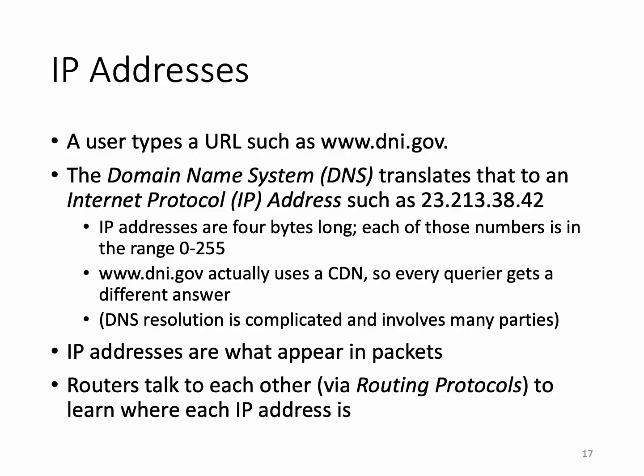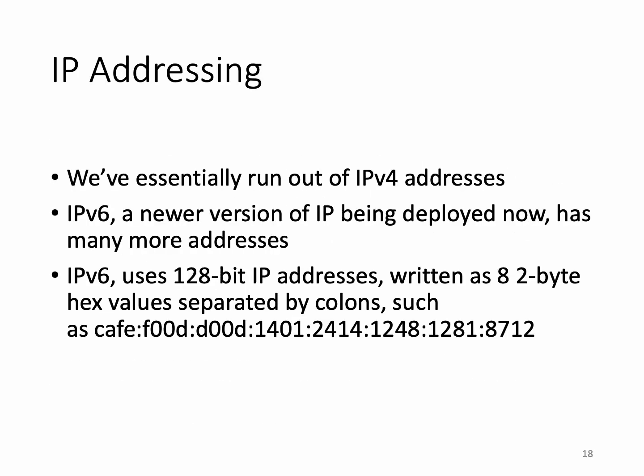It's a little bit more complicated than that because there are these content distribution networks, or CDNs, but let's not worry about that. IP addresses are what appear in packets, and then routers are going to talk to each other via routing protocols to learn where each of the next IP addresses are. The kind of IP addressing that I already told you about is what's called IPv4, with those numbers between 0 and 255 separated by periods. There's maybe like 4 billion of those, and we've run out. There are too many computers. We want to move to this new thing called IPv6, which is being deployed.